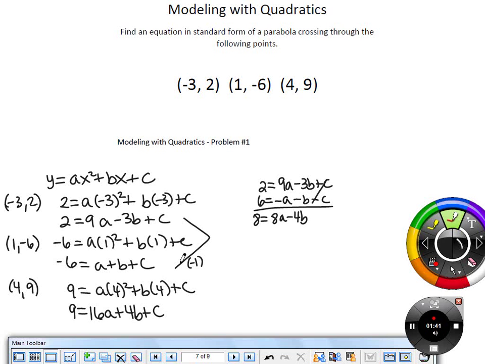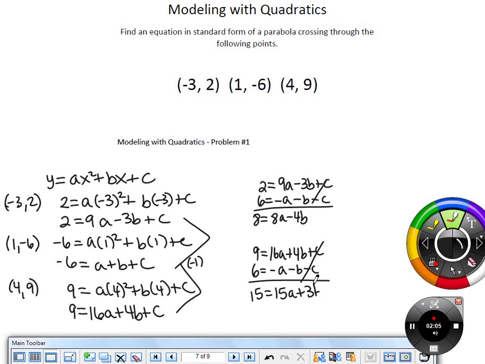Then I'm going to go ahead and do the same thing with equation 2 and equation 3. I'm going to keep equation 3 exactly the same, but I'm going to multiply everything in equation 2 by negative 1. And so I'm going to have 15 equals 15a plus 3b.